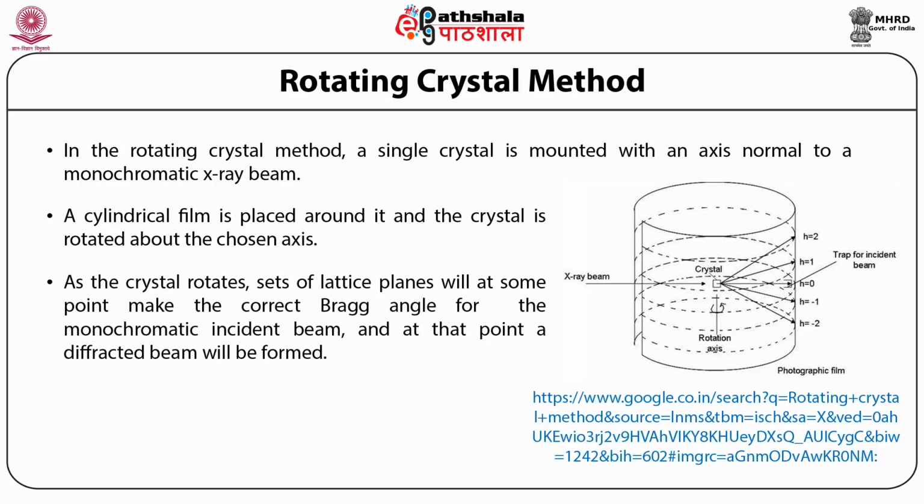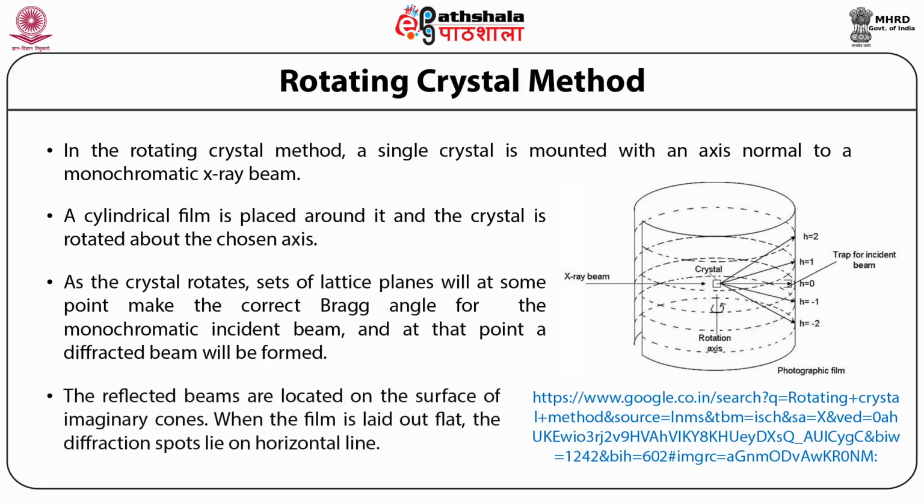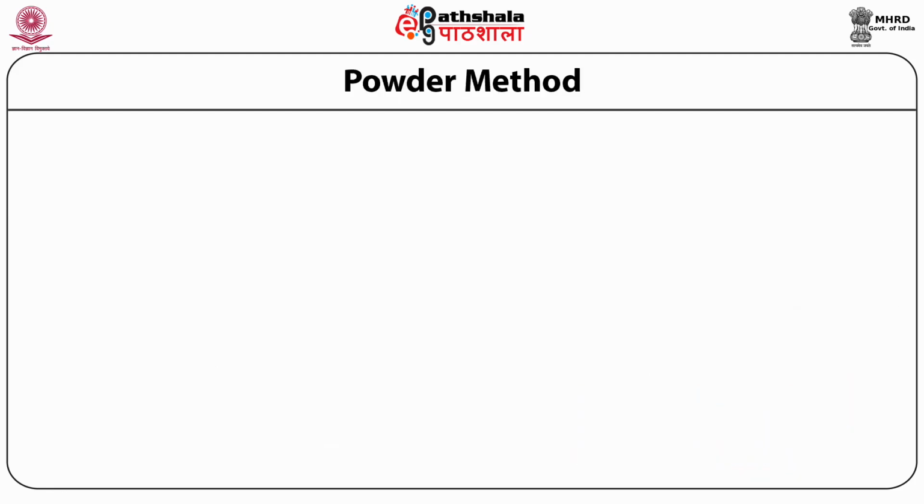The last point is that the reflected beams are located on the surface of imaginary cones. When the film is laid out flat, the diffraction spots lie on horizontal lines. What is the powder method?